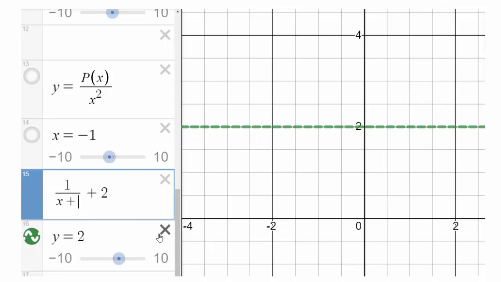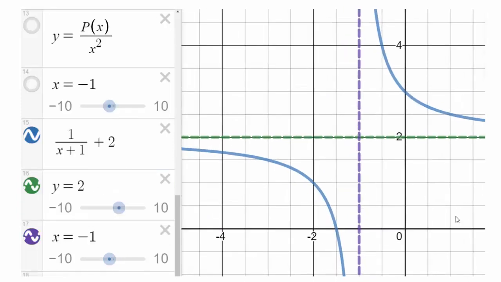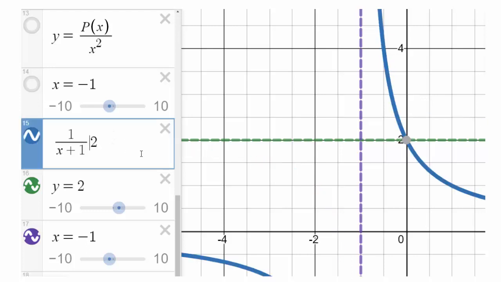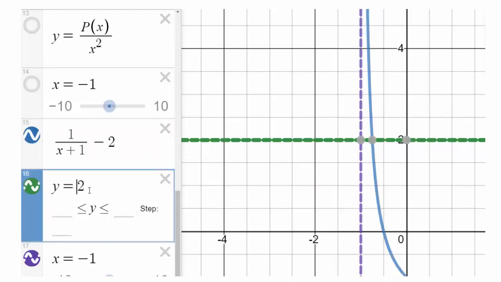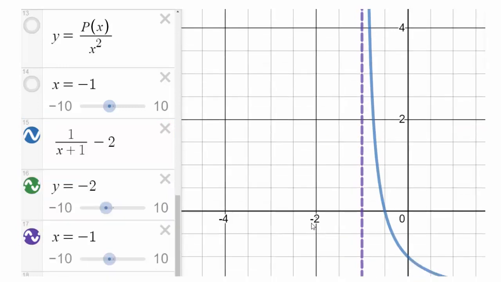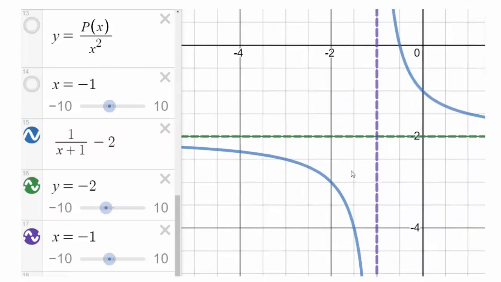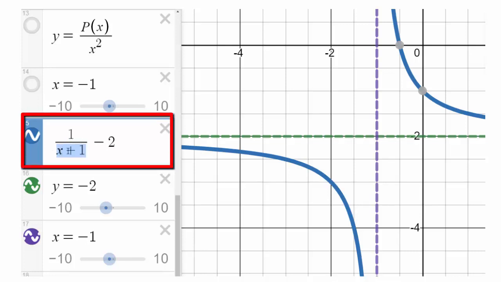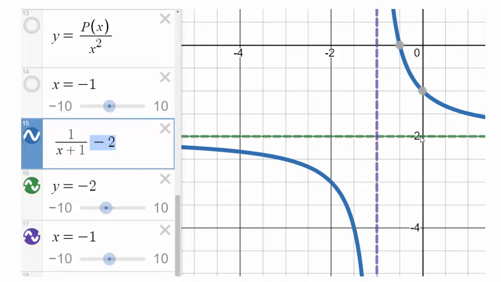If I wanted to shift that to 1, we already saw from before that if you wanted to shift left or right, you have to change the x part. Move up and down, you have to change the constant that you add. So again, if I make that a minus 2, then x equals negative 2 will be your asymptote. So if you consider the function where remainder is 1, divisor is x plus 1, and the quotient is negative 2, then y equals negative 2 is your asymptote.